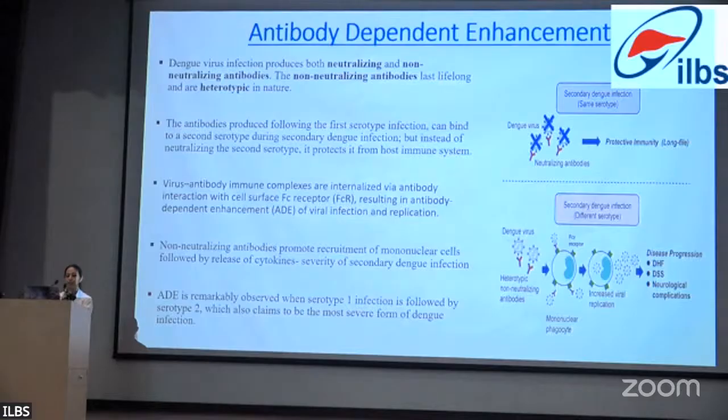and replication. Non-neutralizing antibodies promote recruitment of mononuclear cells followed by release of cytokines, leading to severity of secondary dengue infection. ADE is remarkably observed when serotype 1 infection is followed by serotype 2, which is also claimed to be the most severe form of dengue infection.